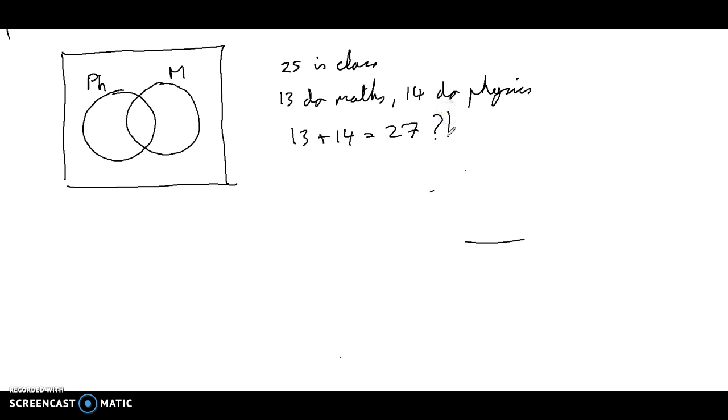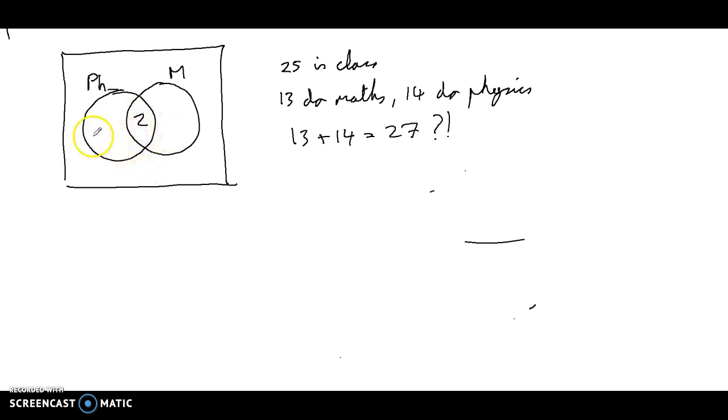But remember that the reason that we get that overlap is that we could have some that do both, and in fact the number that we're over 25, the number that we're over the expected amount, is the number that's in the overlap, because if we count all the people in the physics circle and all the people in the maths circle, we've counted the overlap twice, the ones in the intersection twice, and that gives us two too many, so there must be two in the intersection.